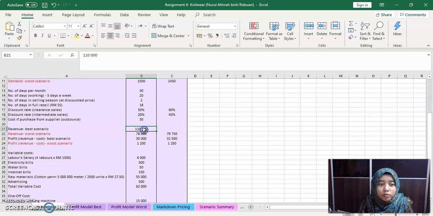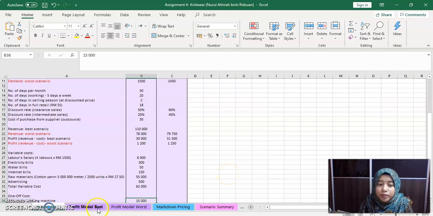Next, for the revenue, I assume for the best scenario is 110,000. For the worst scenario is 78,000. For the best scenario, the profit is 30,000 ringgit and the worst scenario is 1,200 ringgit. Next, lastly, we go to the one-off cost. I have one automatic knitting machine and the price is 15,000 ringgit.